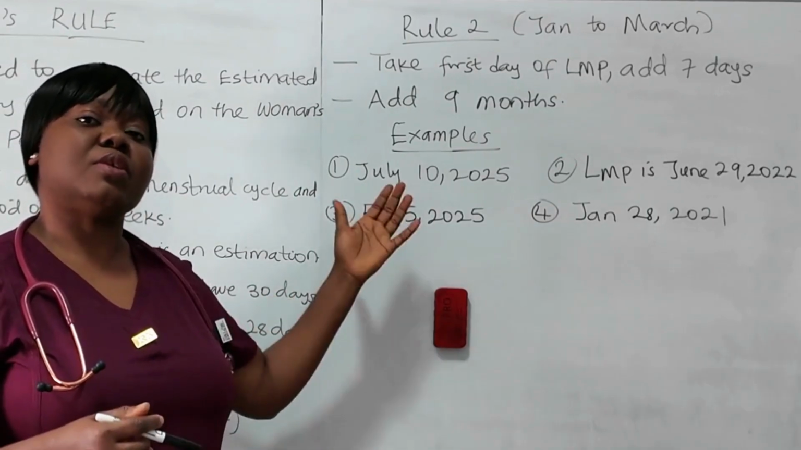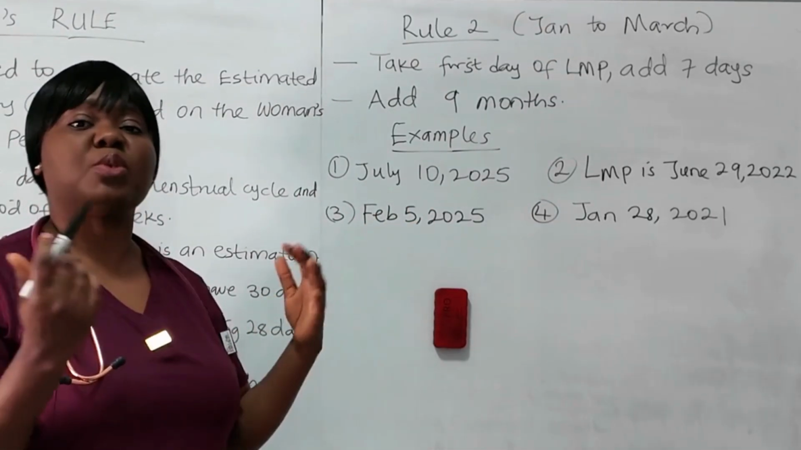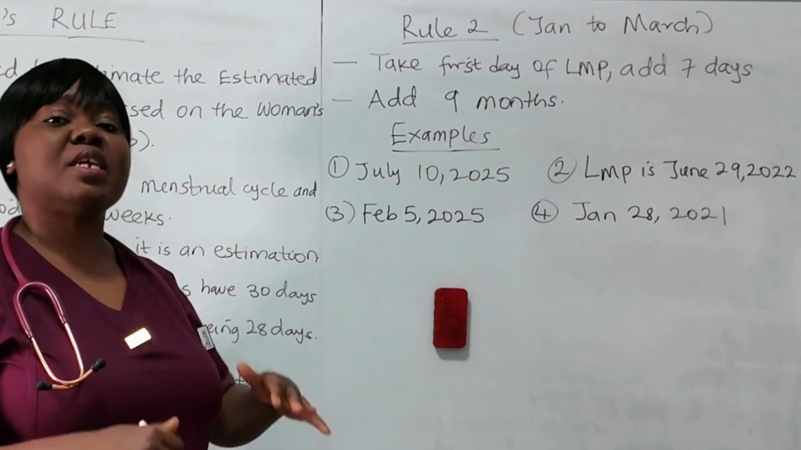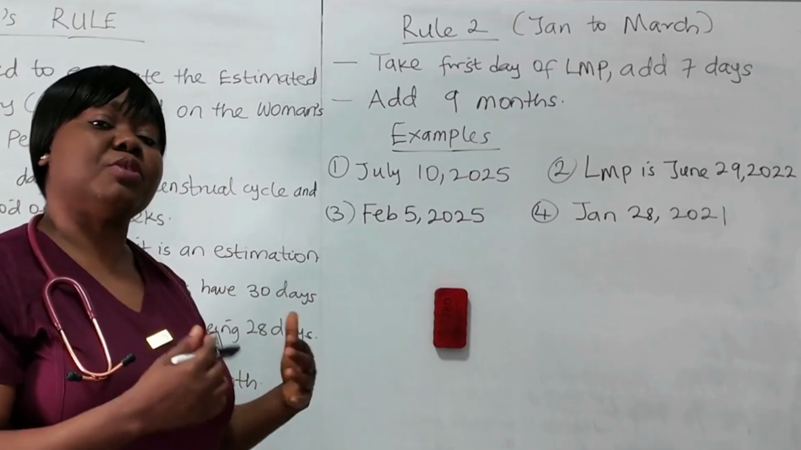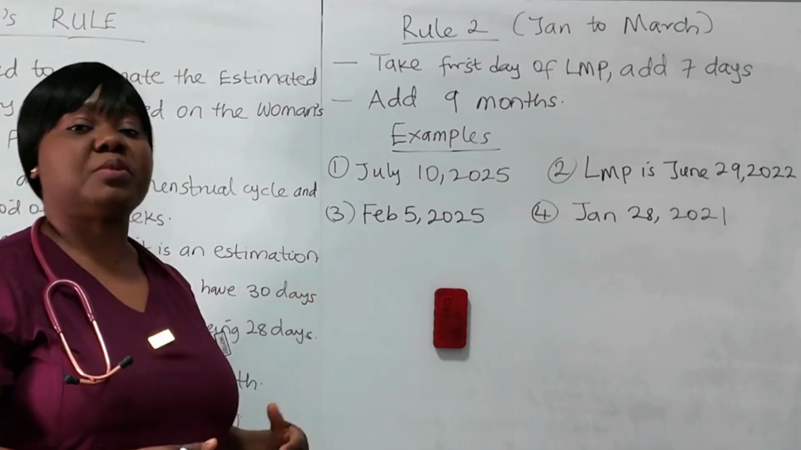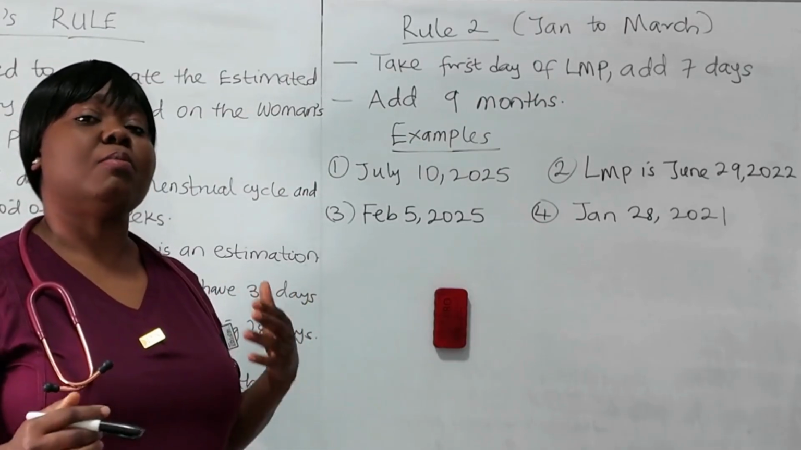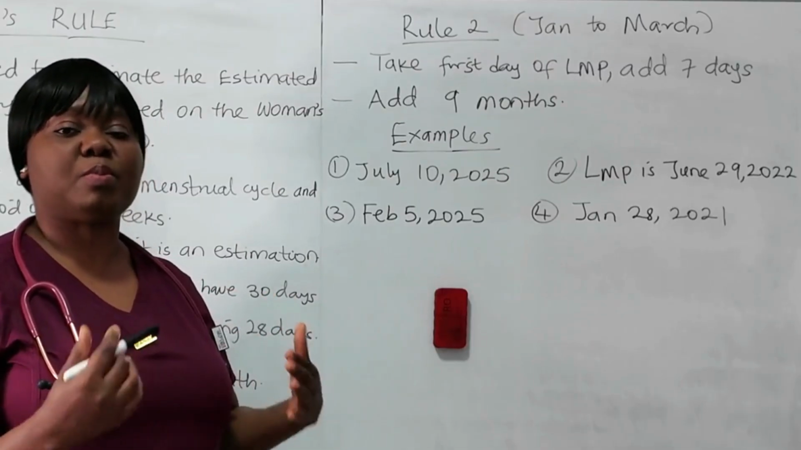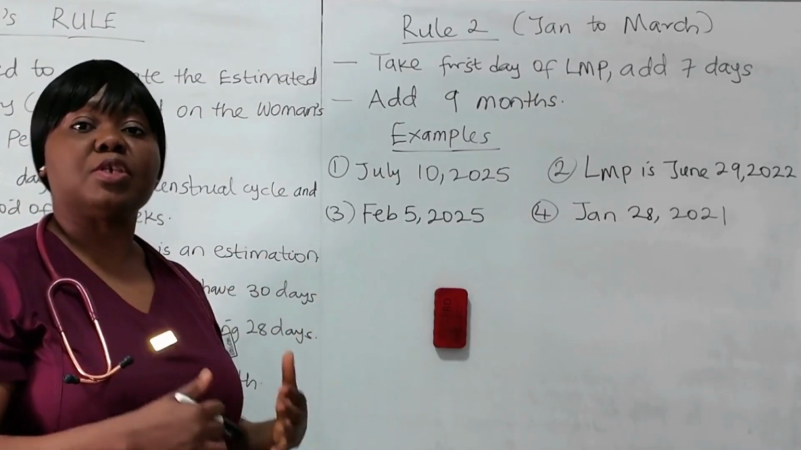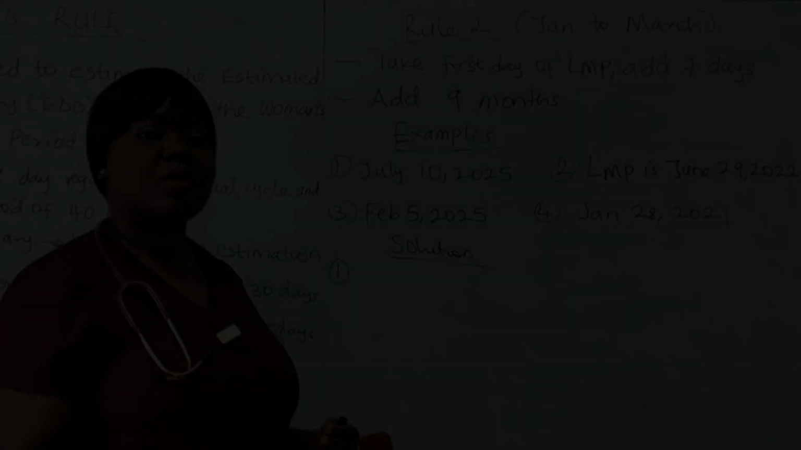But the only thing is, if you are using this rule for any month, whether from January to December, you should have it at the back of your mind that for any LMP that falls between April to December, you need to adjust the year. However, if it is just from January to March, you don't need to adjust the year. But if you know you won't remember that, it's better you apply the first rule for any LMP within April to December. Now let's look at the examples.